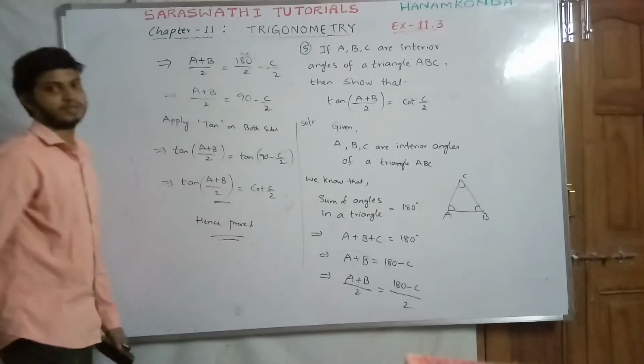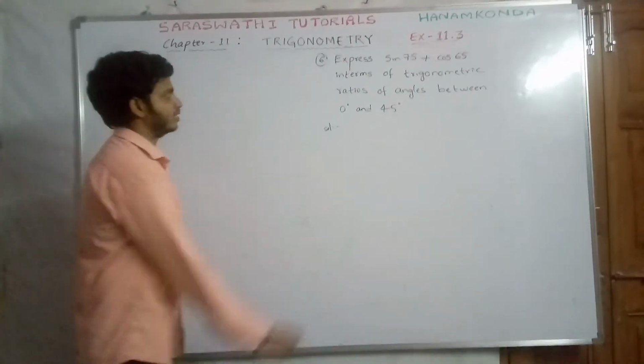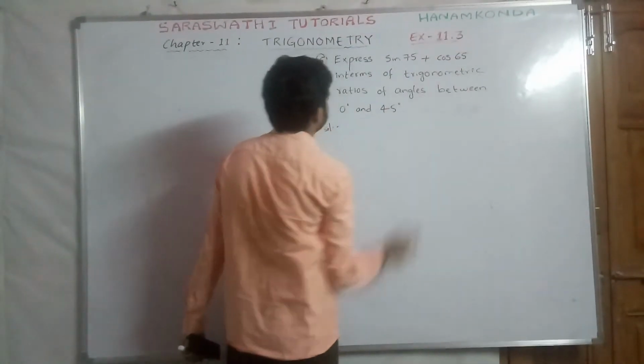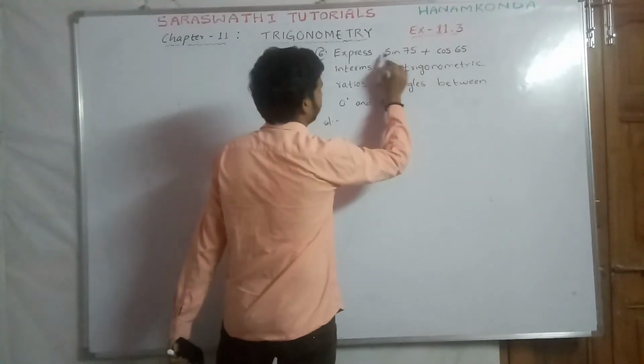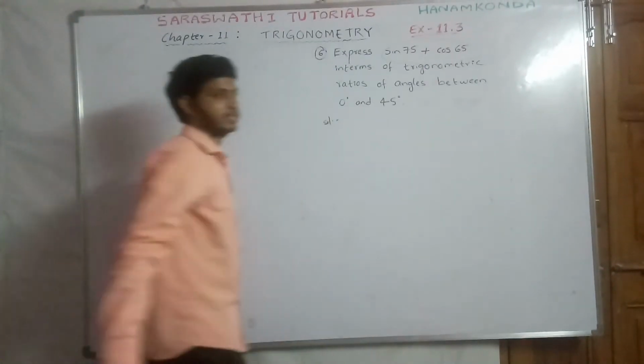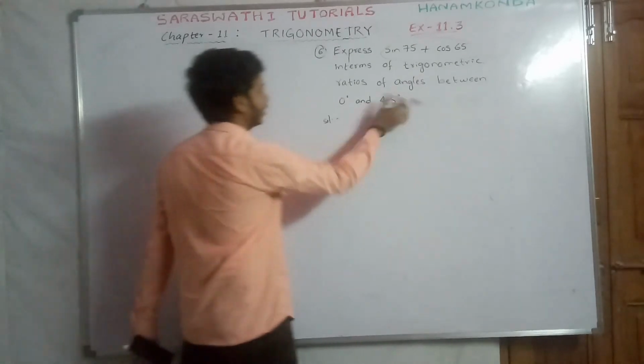So this is the answer. We shall discuss the next question. The next question is: express sin 75 plus cos 65 in terms of trigonometric ratios of angles between 0 and 45. Okay. So we have to express sin 75 plus cos 65 in terms of angles between 0 and 45.